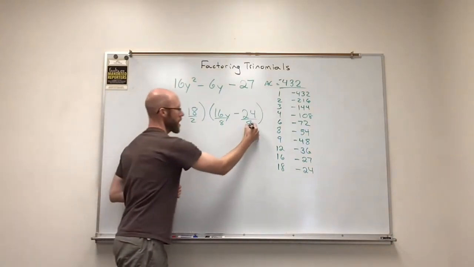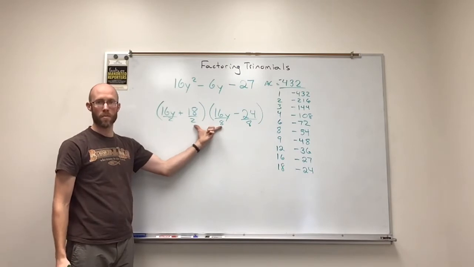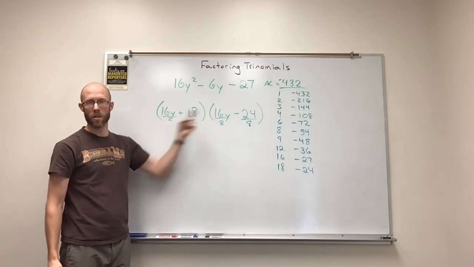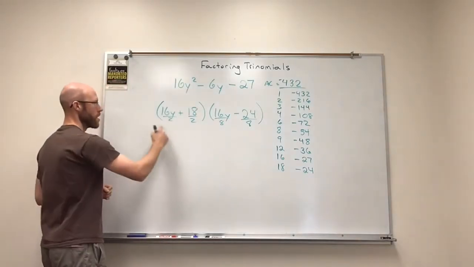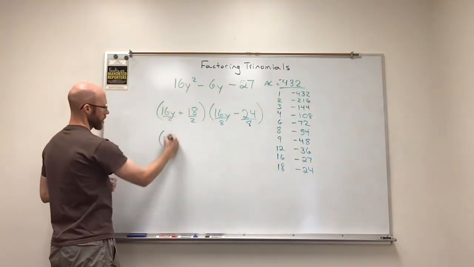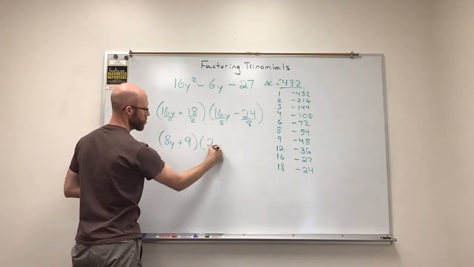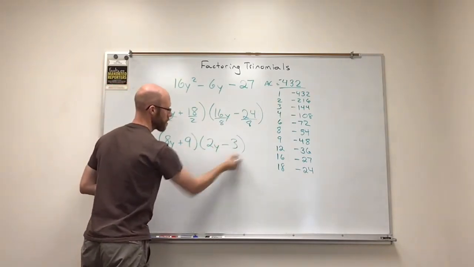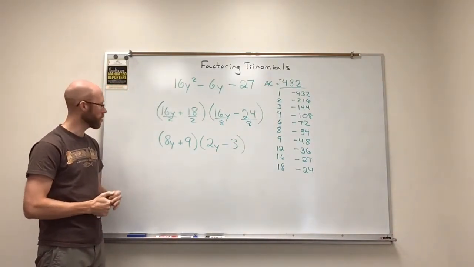And what you should always have, just as a check, the product of all those common factors should be one of the lead coefficients, right? 2 times 8 is 16. When I divide those out, I'm going to get 8y plus 9 and 2y minus 3. That should be it. We could always double check by multiplying that out.